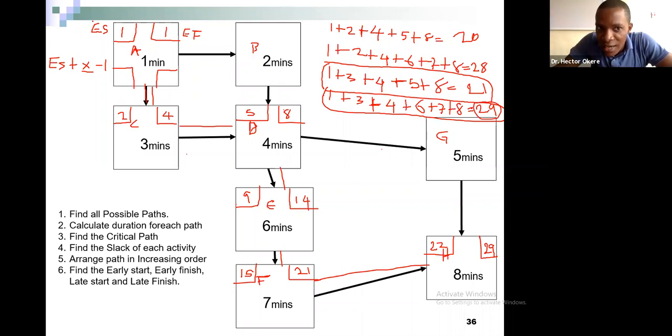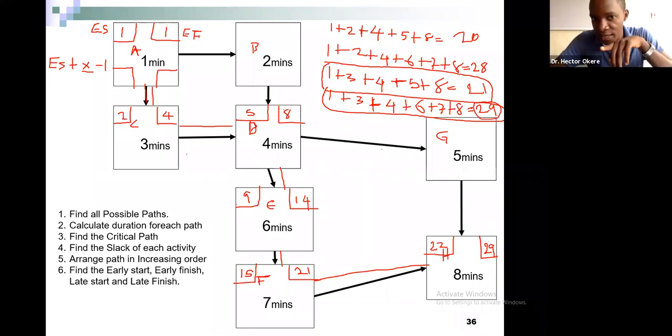Early start means the earliest time you can start an activity. Early finish means the earliest time you can finish an activity. Okay? Earliest time you can start an activity and earliest time you can finish an activity. That is what ES and EF mean.